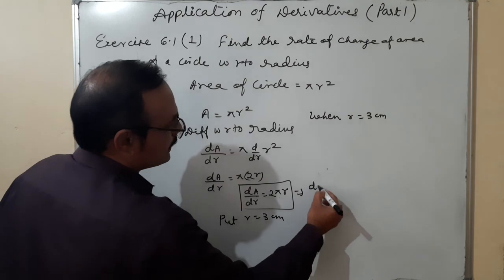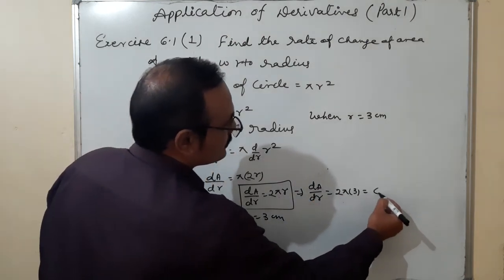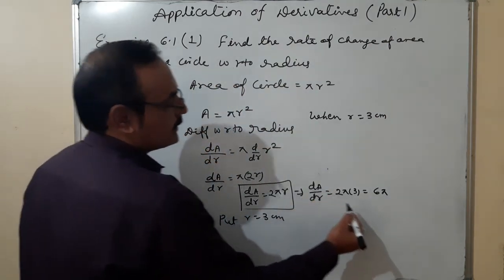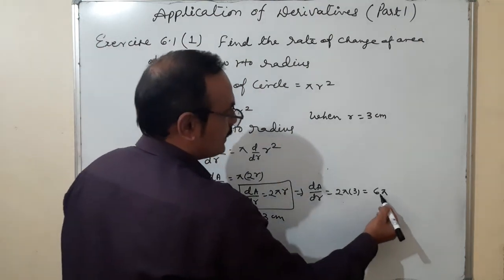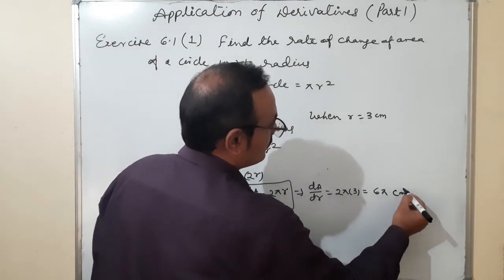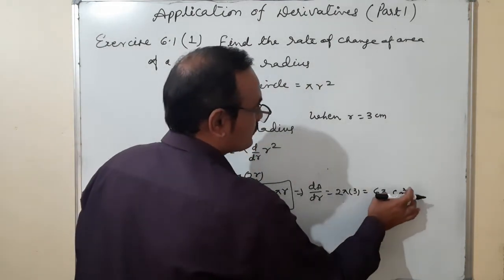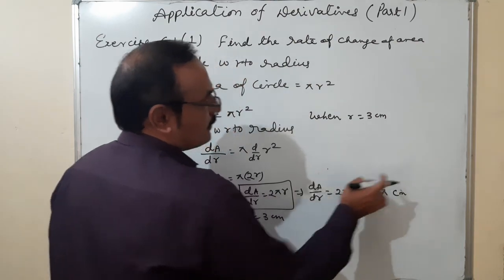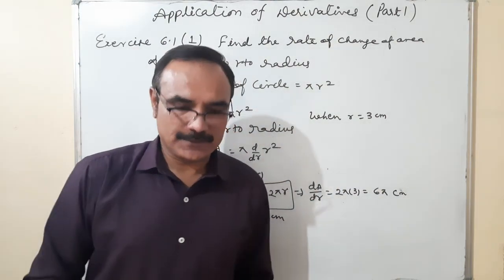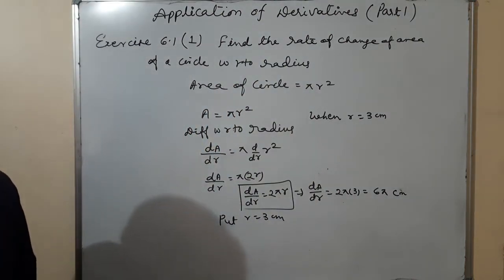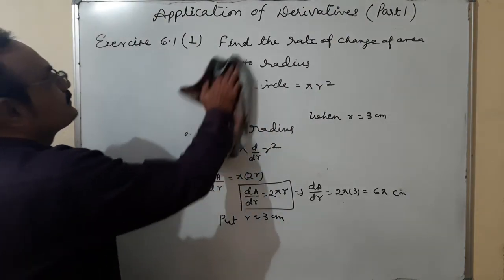So what we are getting here, dA upon dr is equal to 2 pi into 3, 6 pi, and it is radius, this is area. So what to write here? 6 pi centimeter square upon centimeter. So this is coming only 6 pi. Okay. Got it? Rate of change of area with respect to radius is equal to 6 pi. Okay. Same as the second part, where r is equal to 4. So in place of r you can put 4.